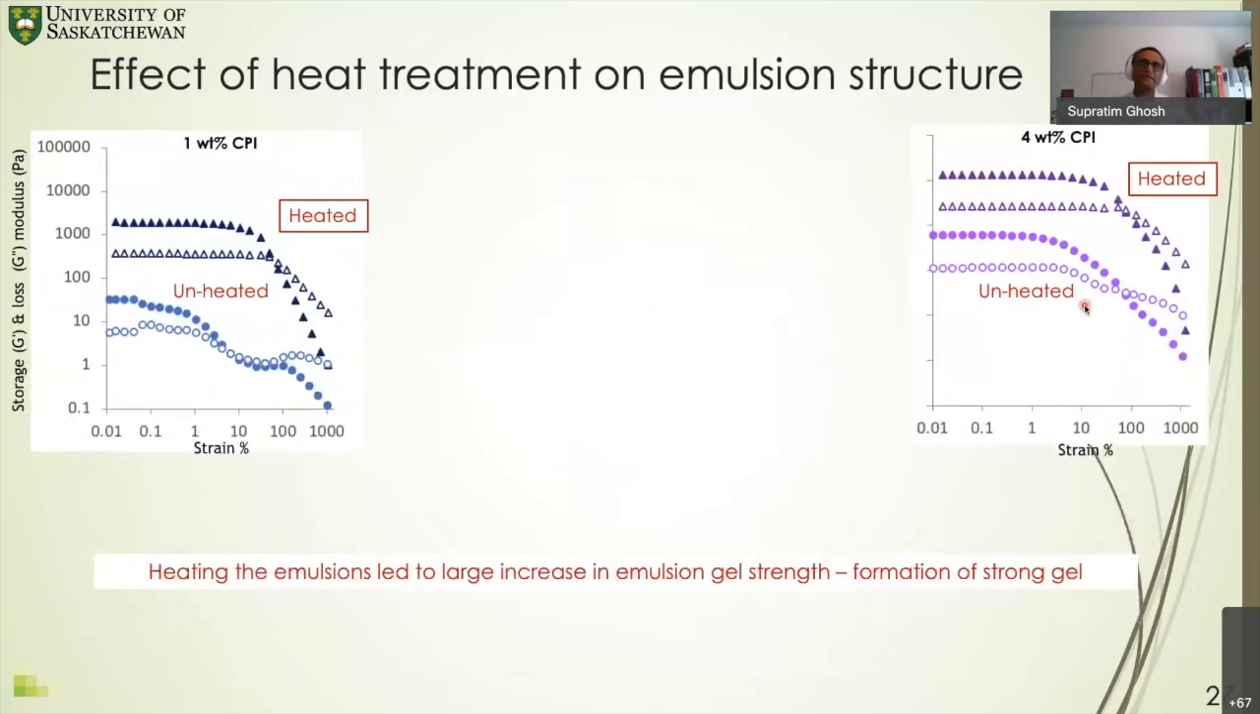Then we heated those emulsions, and heating introduced a more interesting structure. So you can see the 4%, this is the unheated emulsion. As soon as you heat, this is the G prime. The storage modulus increases significantly, and their crossover strain happens at a higher strain. So the gel becomes very strong after heating.